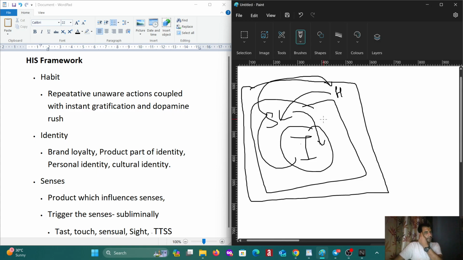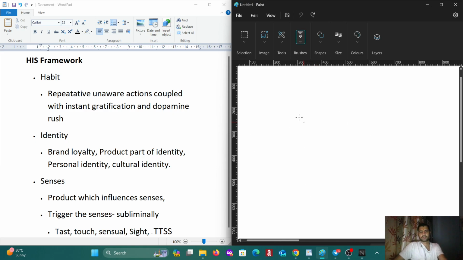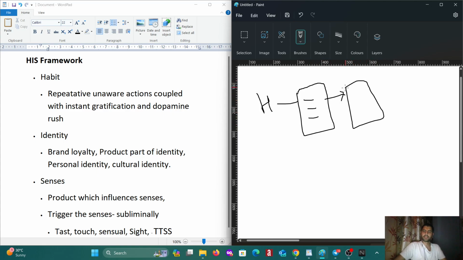Now let us deep dive into this action, which is known as the habit. Imagine you are doing your work and you do it continuously. If you do it every day, it will form a habit. But a habit requires some sense of motivation, some sense of stimulus, and that is where the senses come in.